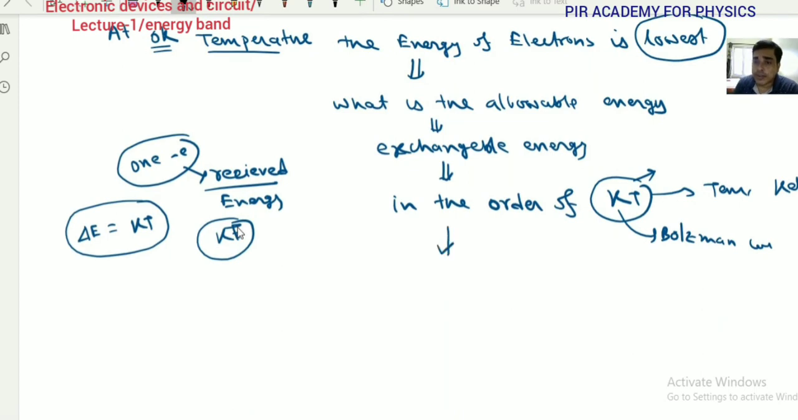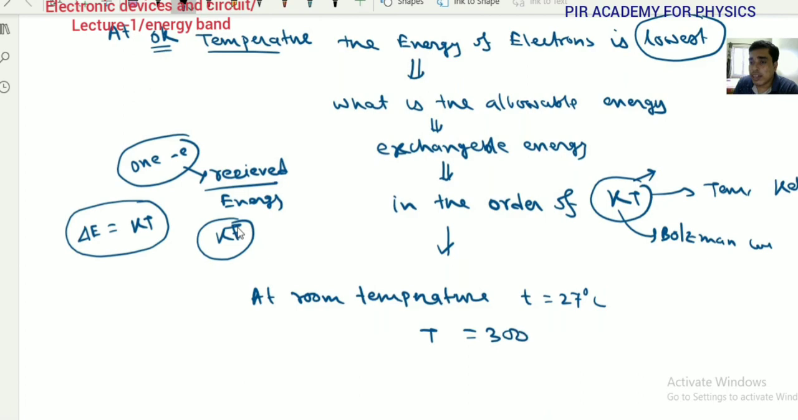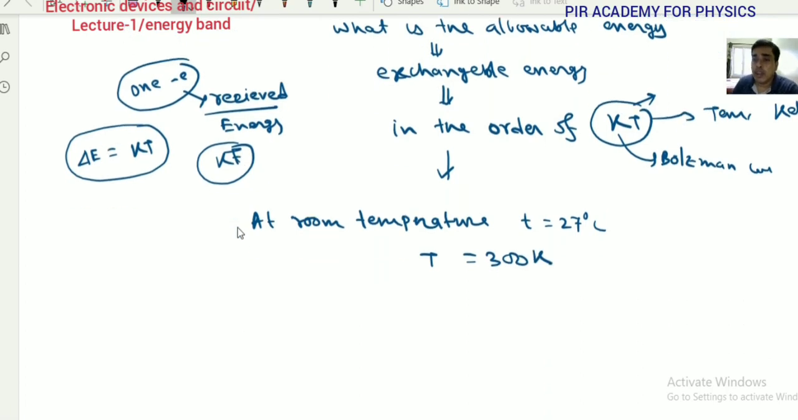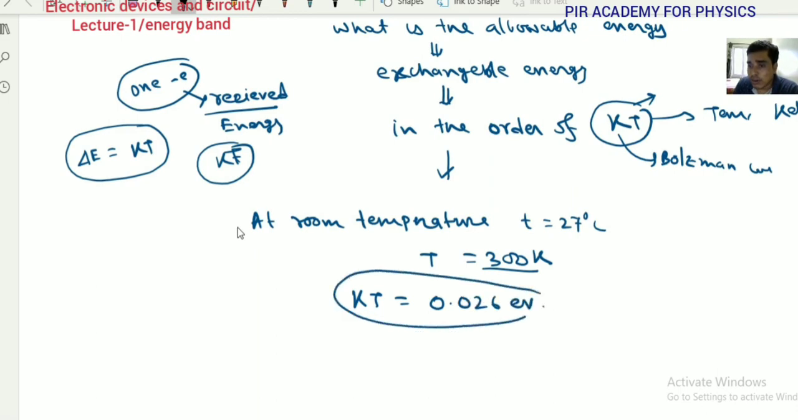Now at room temperature, what is the room temperature? The room temperature is T equals 27 degrees, that means in Kelvin it will be 300 Kelvin. So if you put the value of kT, with 300 and the Boltzmann constant, then it will be 0.026 electron volt. So in this order, one electron can receive or exchange this energy.